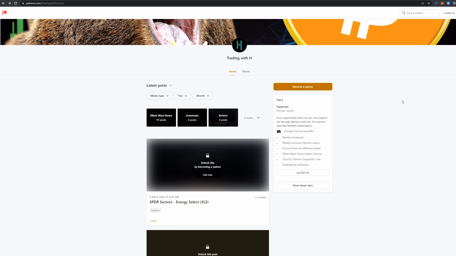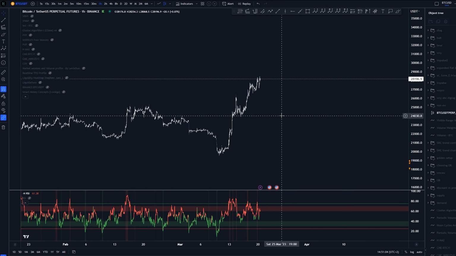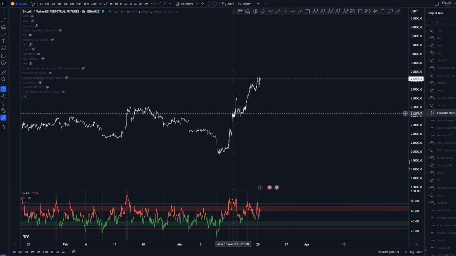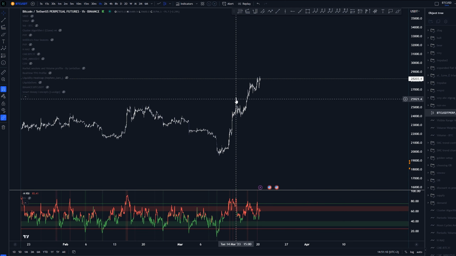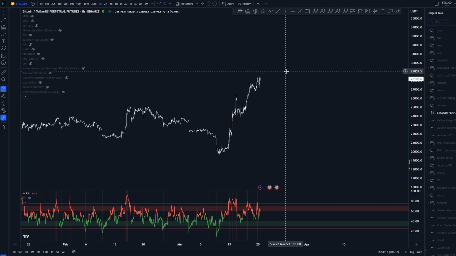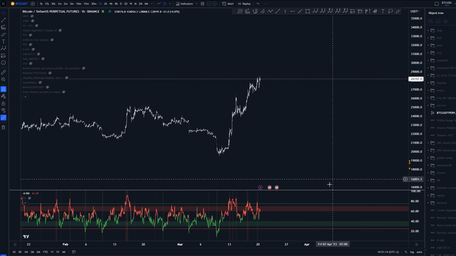Let's get into the charts next. So here we are on the 1 hour time frame, and today again we're going to be looking into smaller time frames to take a look at what is actually happening here. Now before we get into any kind of Elliott Wave patterns or any kind of charts that I have, let's take a look at the RSI.